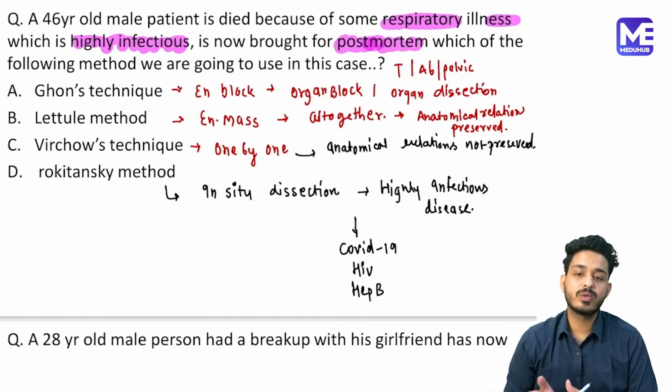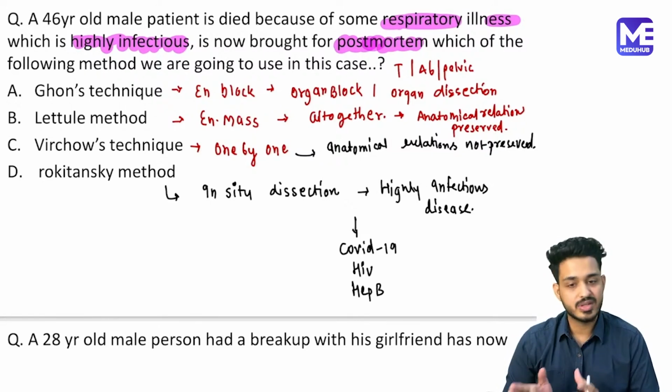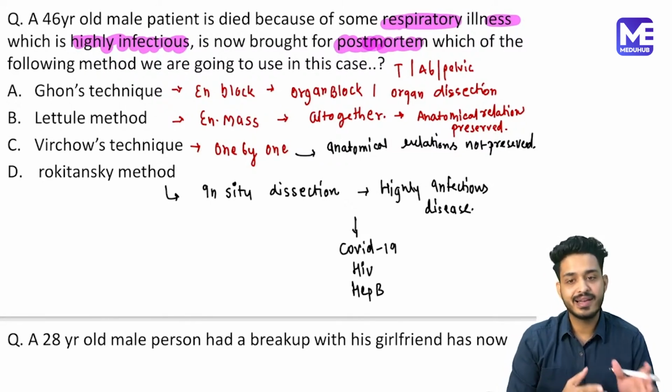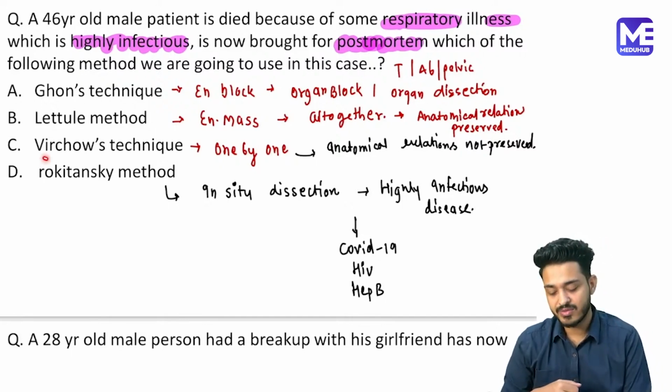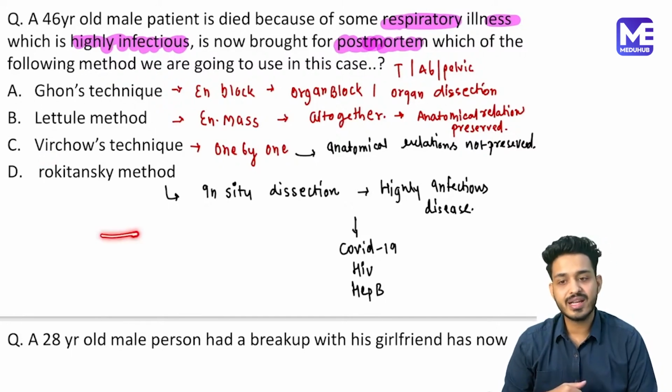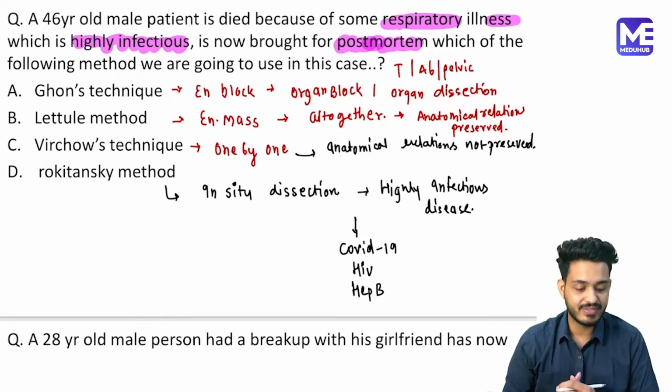Rokitansky. तो Ghon में क्या करना है? एक particular thoracic segment ले लिया, abdominal segment ले लिया, pelvic segment ले लिया. Letulle में it is going to be en masse, that means all organs are going to be together. It is going to preserve the anatomical relations, right? Virchow 1 by 1, every organ, V for Virchow, V for 1 by 1, you can remember like that. And Rokitansky is going to be for the highly infectious things, right?